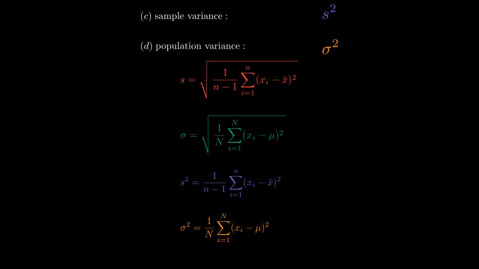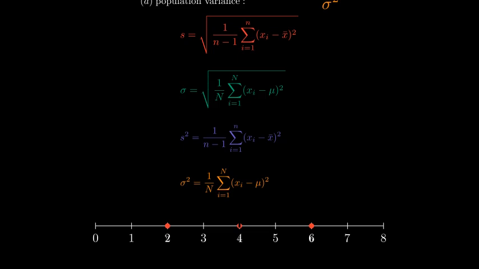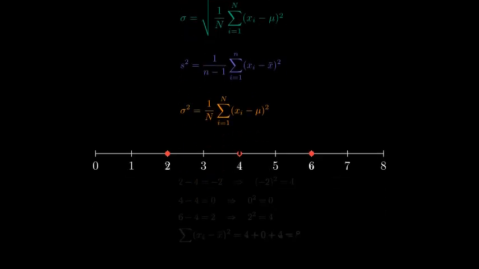Let's make this concrete with a tiny example. Suppose our data are 2, 4, and 6. We'll compute the mean and then the sum of squared deviations, and from that get both the sample and population variance and standard deviation. Compute each deviation from the mean. 2 minus 4 is negative 2, 4 minus 4 is 0, 6 minus 4 is positive 2. Squaring those gives 4, 0, and 4. The sum of squares is 8.